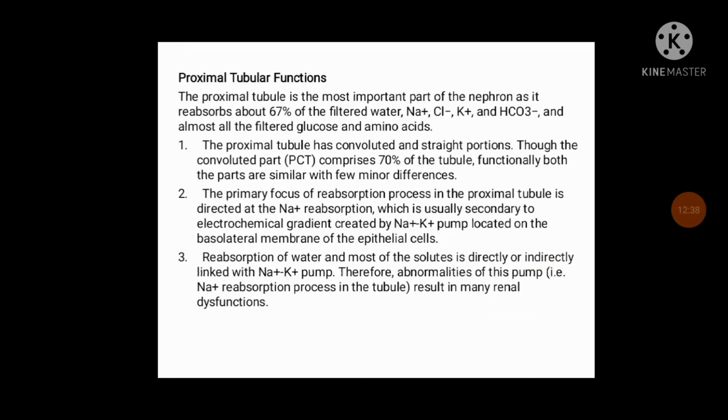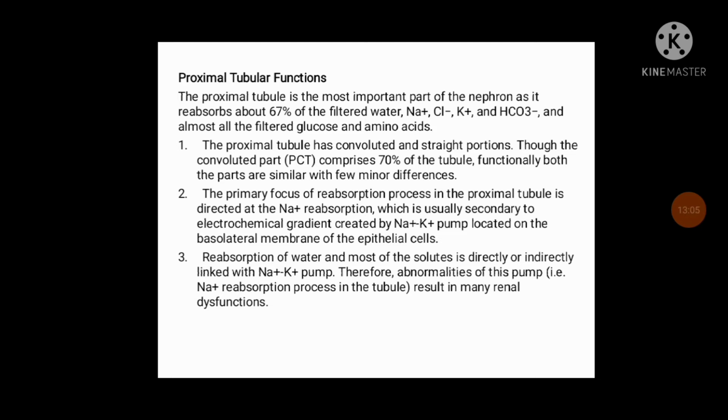So to summarize, these are the functions of the proximal tubule. The proximal tubule is the most important part of the nephron as it reabsorbs about 67% of the filtered water, sodium, chloride, potassium, and bicarbonate ions, and almost all the filtered glucose and amino acids. Glucose and amino acids are reabsorbed 100%.